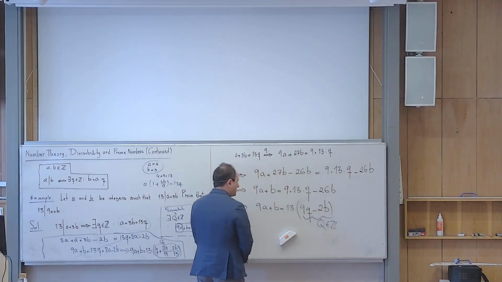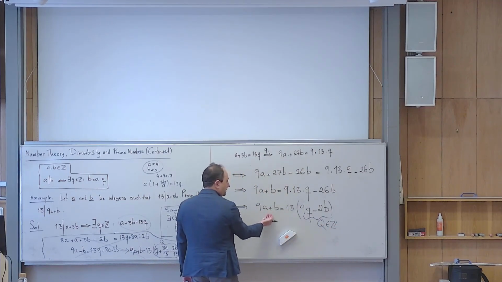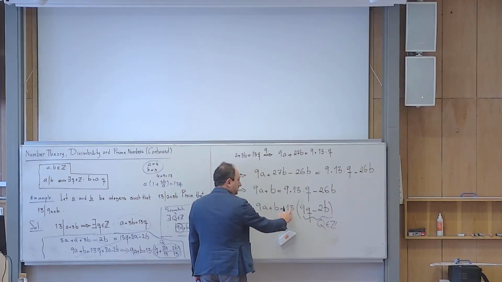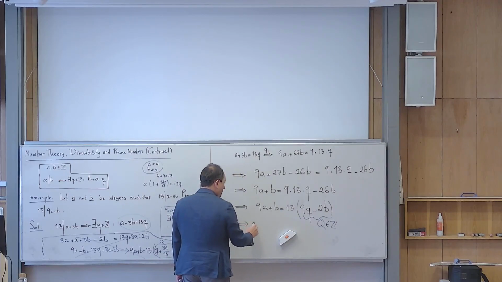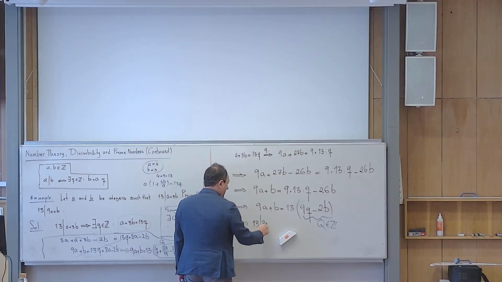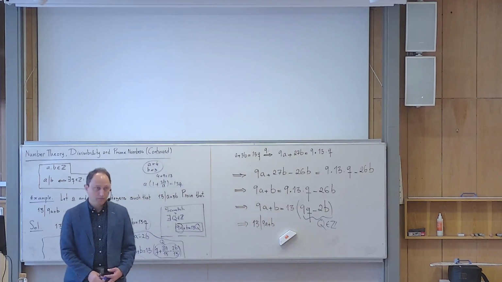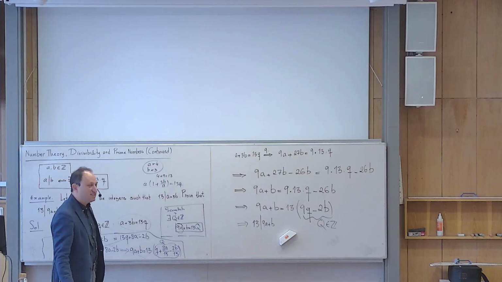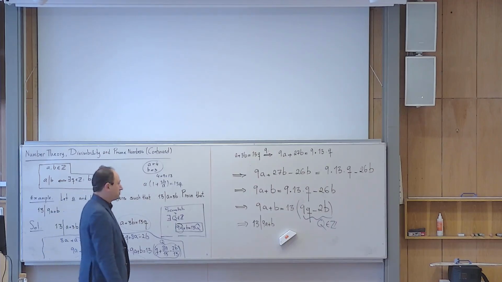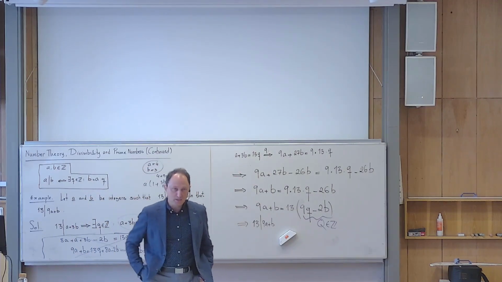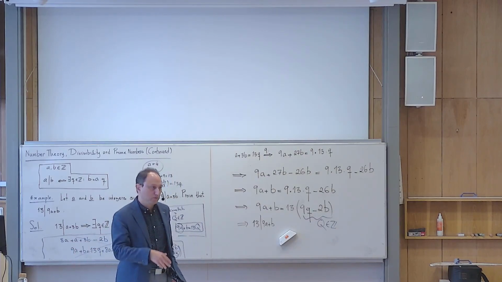So what happens? It means that this number is an integer multiple of 13. Okay, so this means that 13 divides 9A plus B and B. Is that clear? But I agree, this is not that easy. Sometimes I also have to do a lot of trial and error to find the correct combination that allows me to go from one to the other.